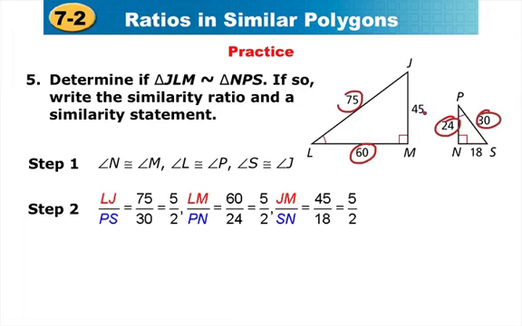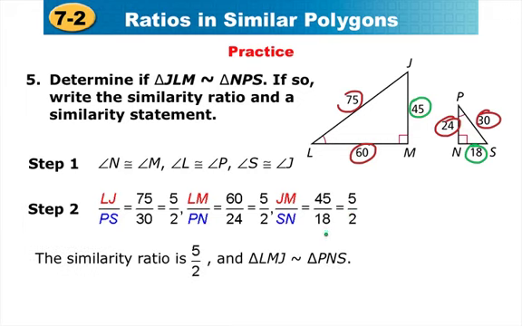And then the smallest segments are, I should have used a different color for 60 and 24, but anyway, the smallest side lengths are 45 and 18, so those correspond. So 45 over 18 reduces to 5 halves. Since corresponding sides give me the same ratio, I can conclude that triangle LMJ is similar to triangle PNS. And this concludes the video.